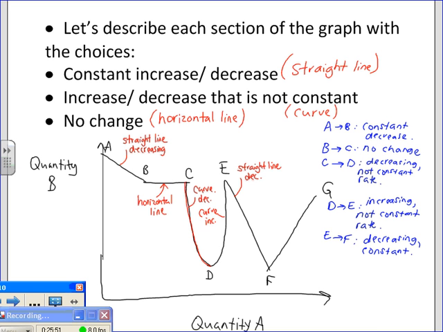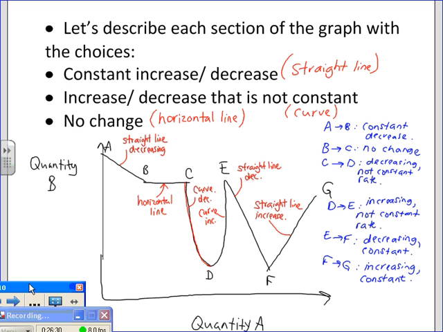And finally, the very last section here is from F to G, and this time we have a straight line again, but this time it's increasing. So our straight line is going uphill, so it's an increase in quantity B. As we go along the x-axis, quantity A is increasing, quantity B is increasing as well. So this is going to be increasing and constant. So it's increasing at a constant rate.